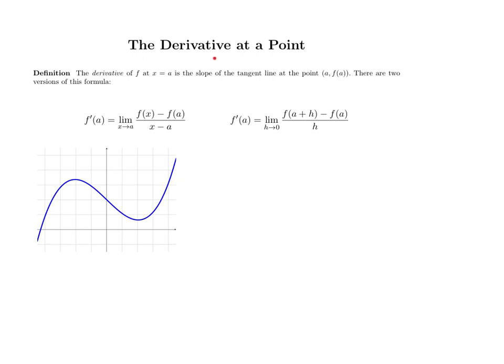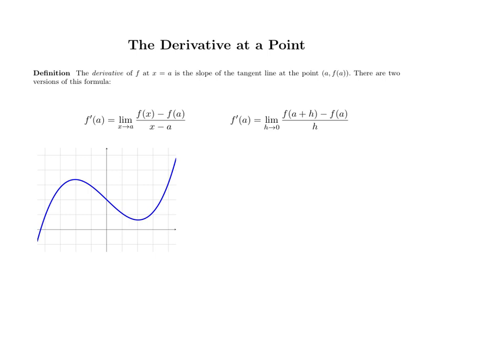In this lesson, we'll cover the derivative at a point of a function. So to start with a definition, the derivative of f at x is equal to a is the slope of the tangent line to the graph at the point a, f of a.